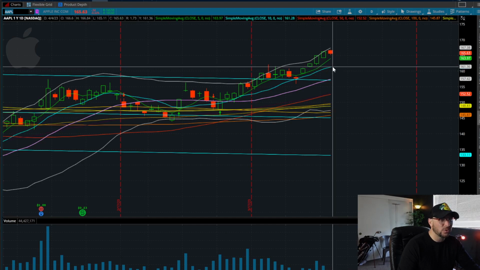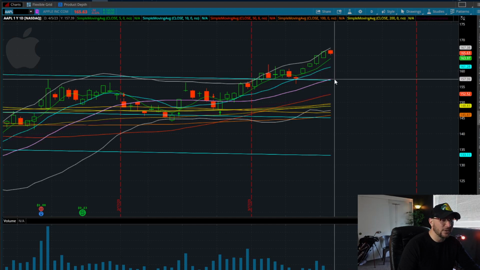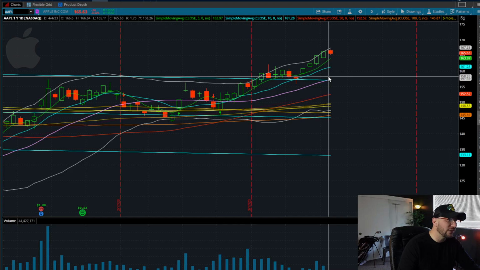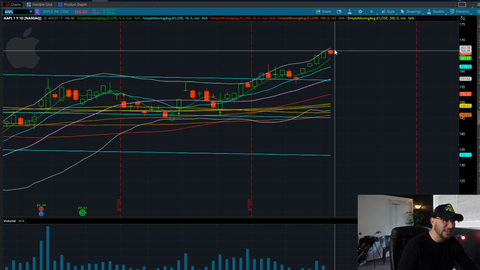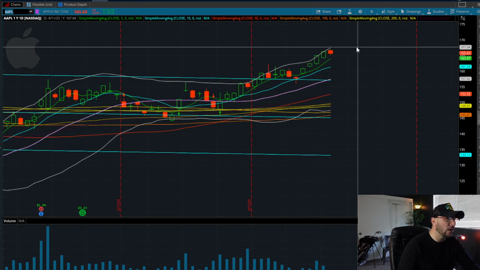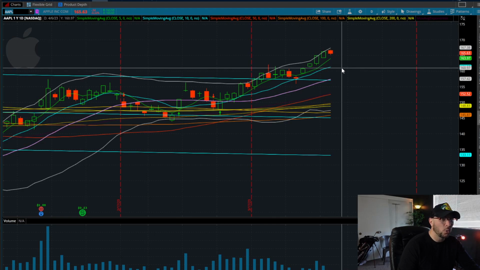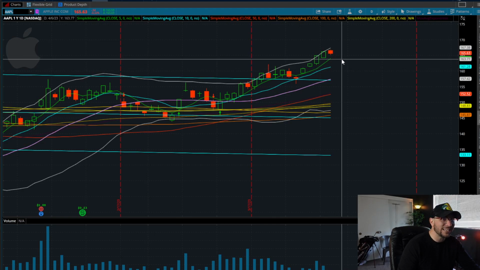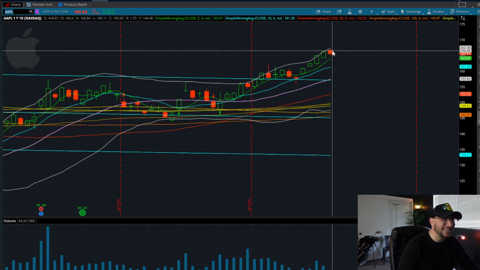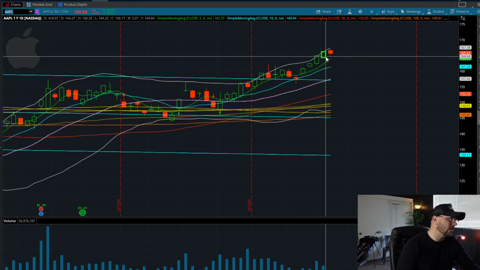Again, any close below the 10-day moving average would take it down to 150, and then I will reevaluate the trade if it does get down to here. But there's no long for me on Apple until we can either backtest the 5-day moving average or the 10-day moving average at around 160 to around 163. I'm going to need to see a successful test and hold, right?